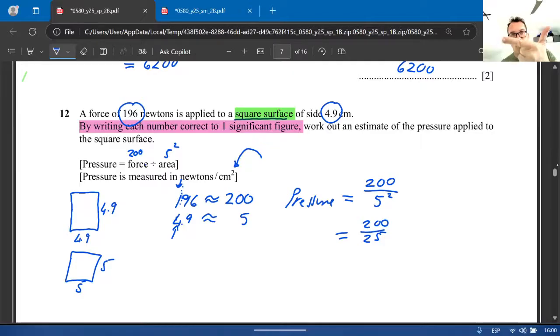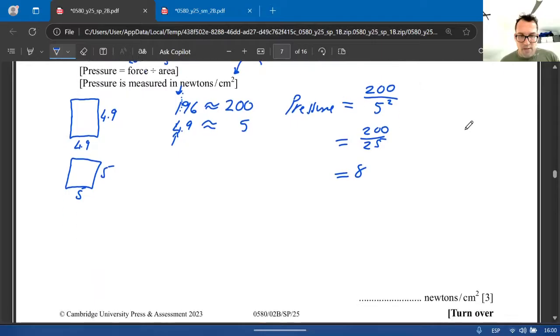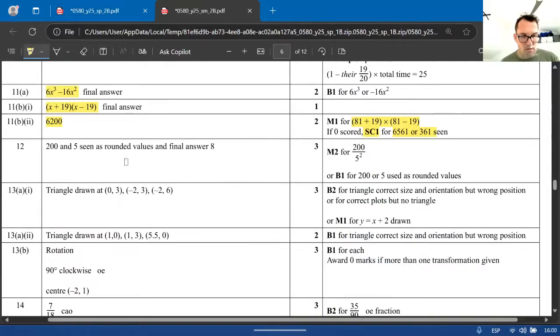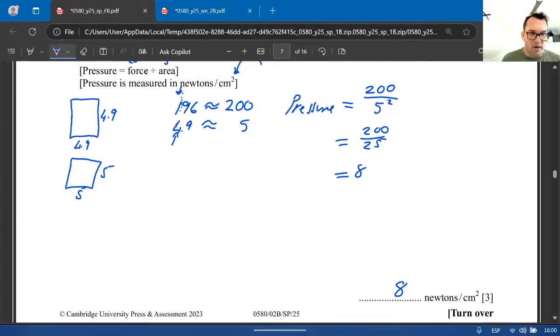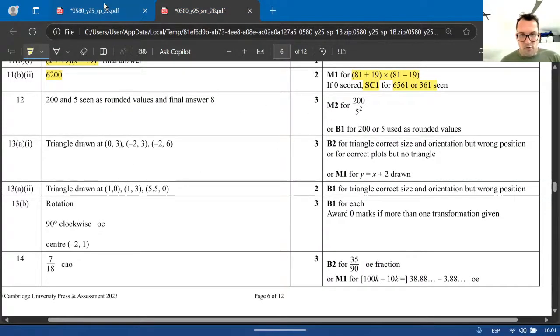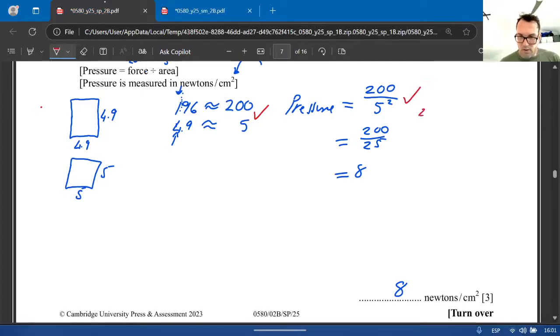25, 50, 75, 100, 125, 150, 175, 8 newtons per centimeter squared. Okay. Can a physicist please tell me if that's a lot or not? Okay, so there you go. 1 mark for the 200 or the 5. So for one of these, a mark. Then for the calculation, of course you can write 200 divided by 5 squared, and then a mark for the answer.